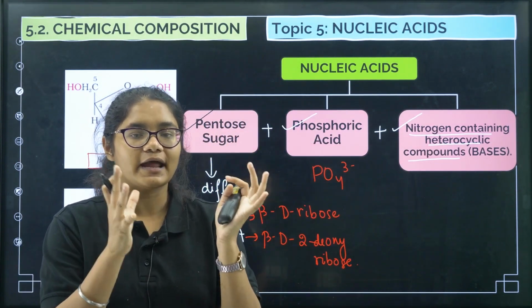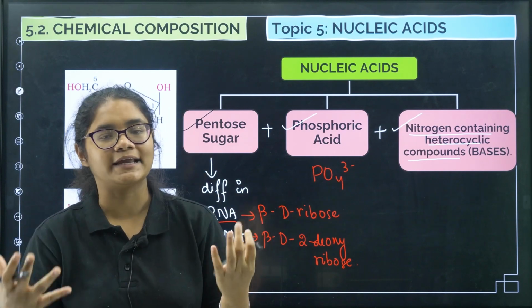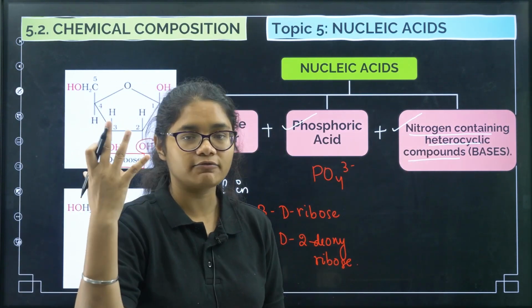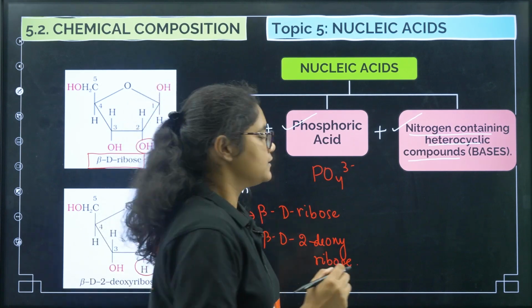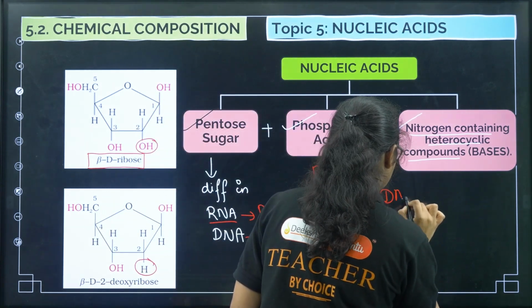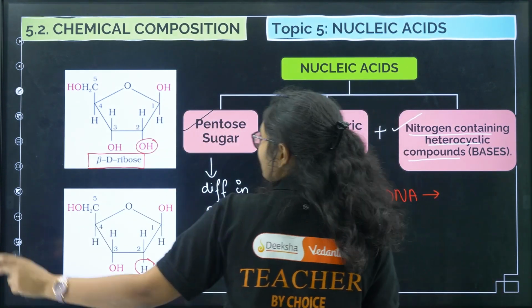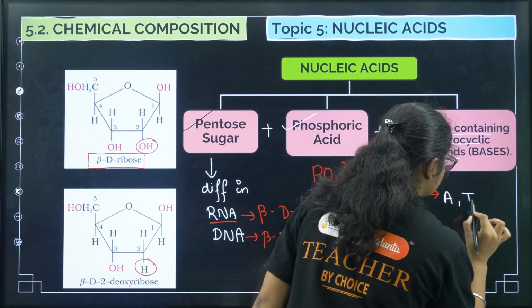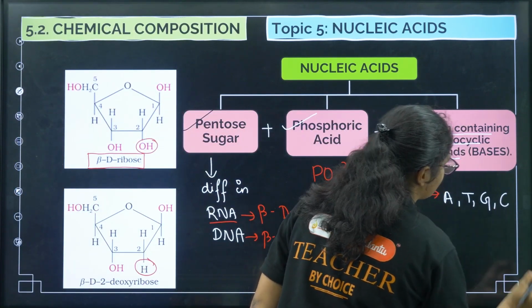As I told you, nitrogen containing heterocyclic compounds. Now these bases are also different in case of DNA and RNA. So in DNA, what are the bases we find in DNA? We find 4 types of bases: adenine, thymine, guanine and cytosine.